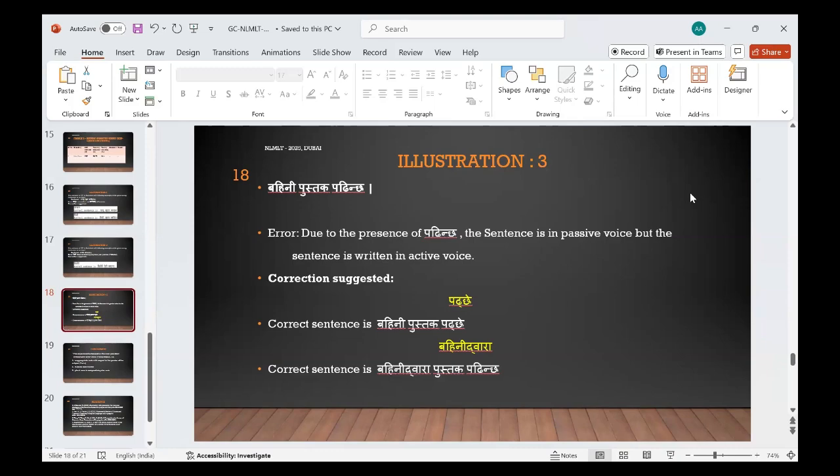Or the second suggestion is Bahini Dwara, meaning by the sister, in a passive form. So these are the suggestions. And our grammar checker is able to identify this kind of error, where the error is in the voice.